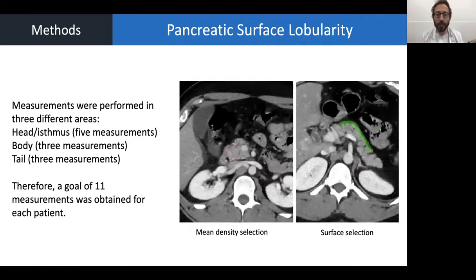So we performed the measurement on 3 different areas of the pancreas, the isthmus with 5 different measurements. So it means 5 different slices to perform the measurement. The body with 3 measurements and the tail with 3 measurements. So the goal was to obtain 11 measurements per patient. And you can see here that this is pretty much the same kind of image that I showed you with the liver. This is the surface of the pancreas that is painted with the green line that will automatically detect the lobularity of the pancreas.